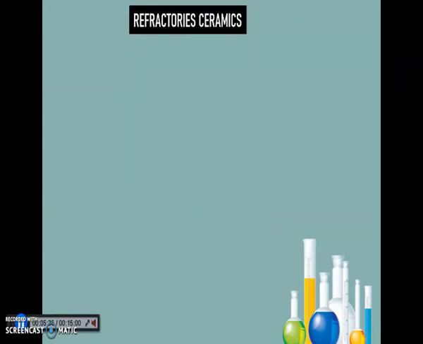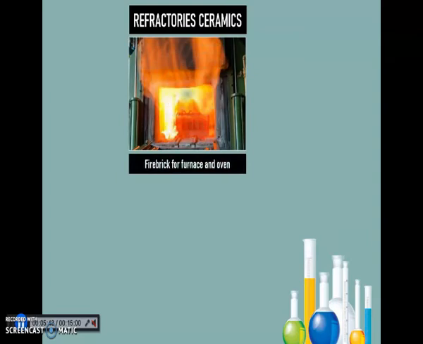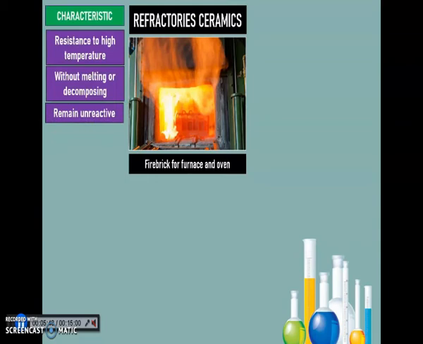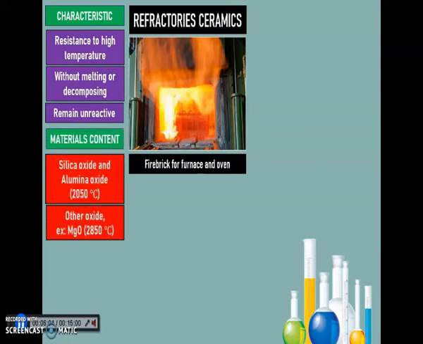Next, sama juga saya akan terangkan tentang refractories. Group sebelum ni pun dah terang tentang refractories. So kita nak recap saja. So this is a refractories. Okay. So macam group sebelum ni pun dia dah terang what is the characteristic of refractories. So boleh baca, dia tahan terhadap suhu yang sangat tinggi, dia tak akan cair ataupun decomposing, dia tidak reaktif dengan bahan yang kita bakar. Remain unreactive. So material contents pun sama macam group sebelum ni explain.